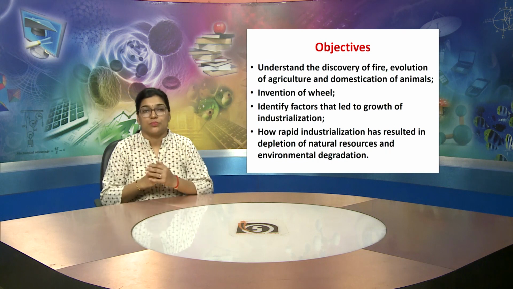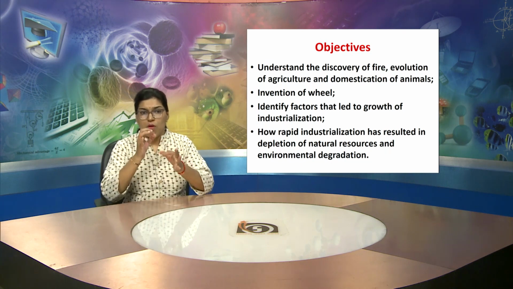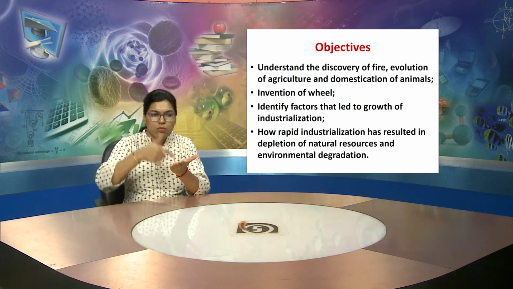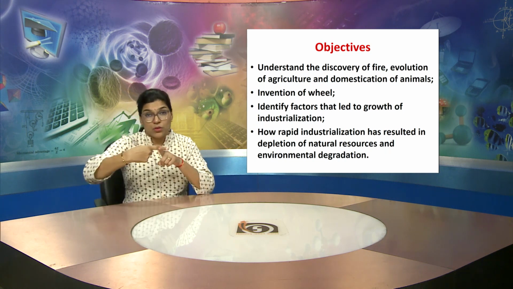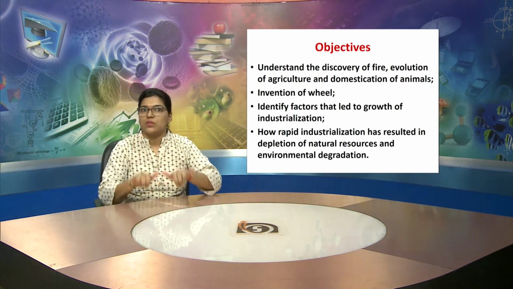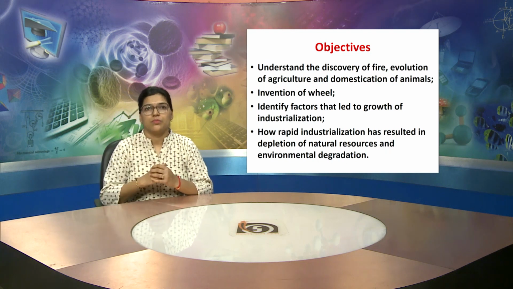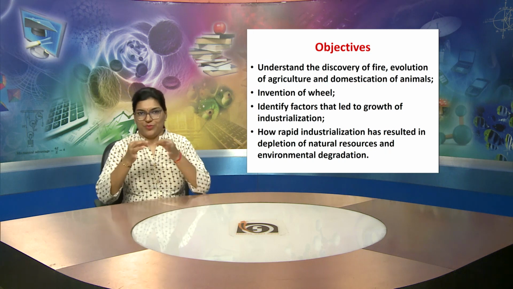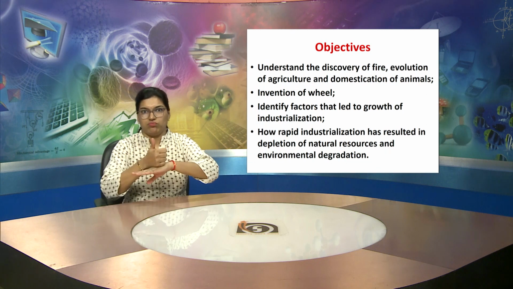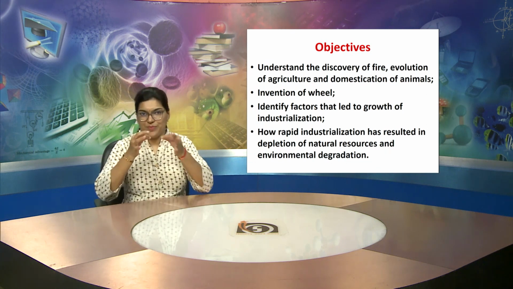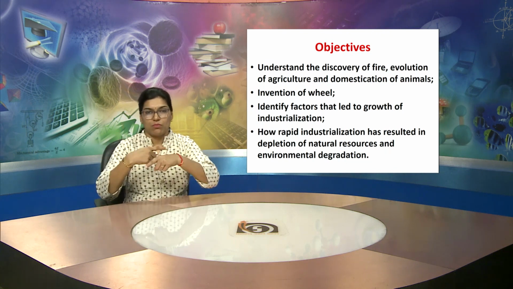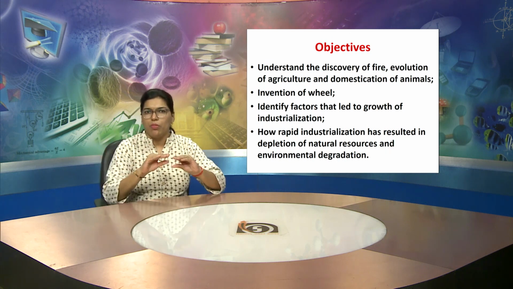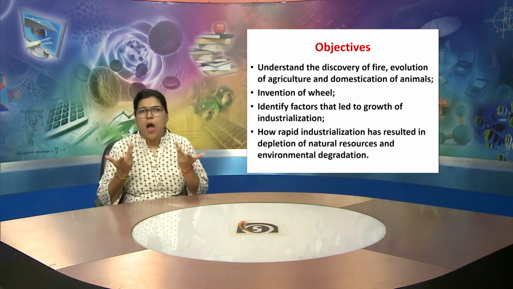Let us have a look at the objectives of this part of the video. The first objective is we will understand the discovery of fire, how it was discovered, and how the evolution of agriculture and domestication of animals took place. The next objective is we will understand the invention of the wheel. After that, we will understand and identify the factors that led to the growth of industrialization. And the next objective is we will be able to understand how rapid industrialization has resulted in depletion of natural resources and environmental degradation.